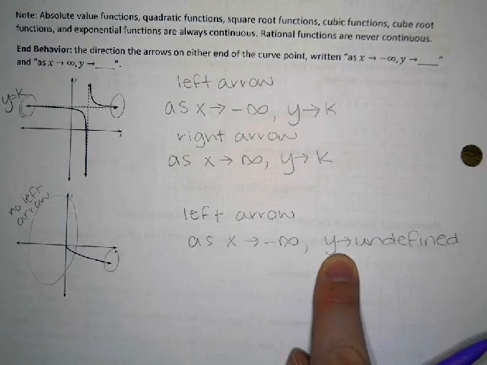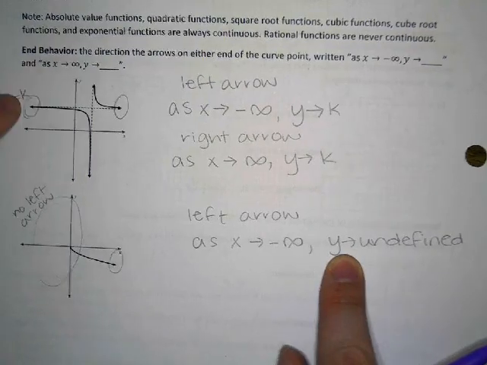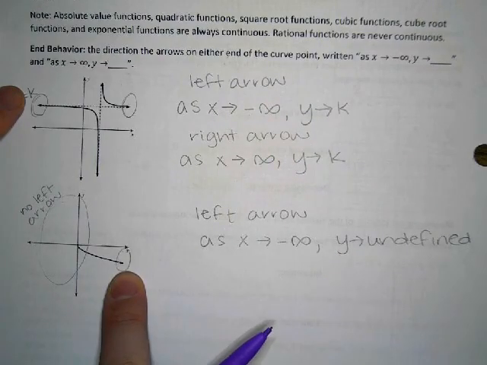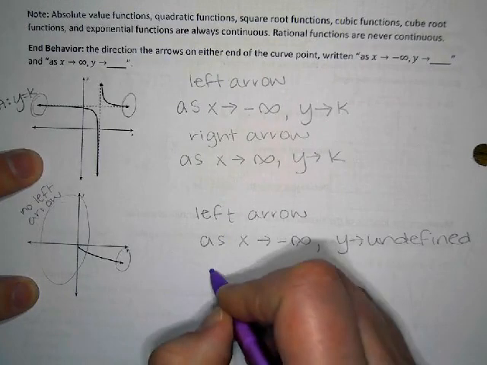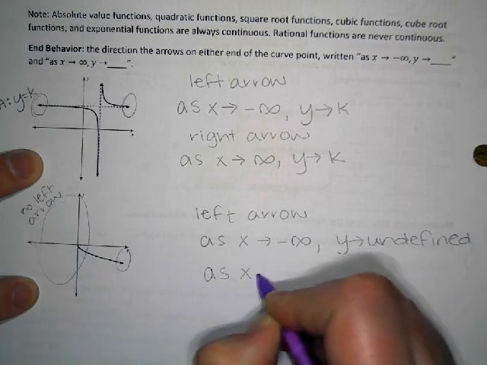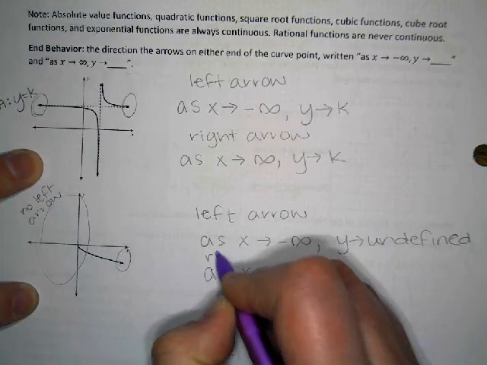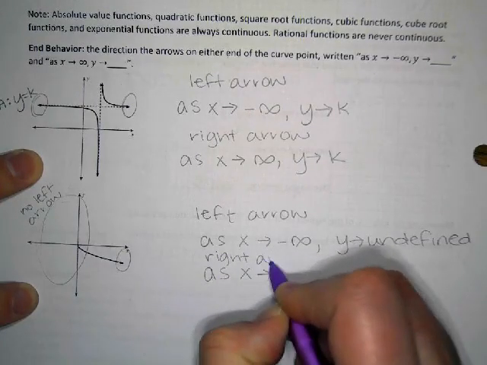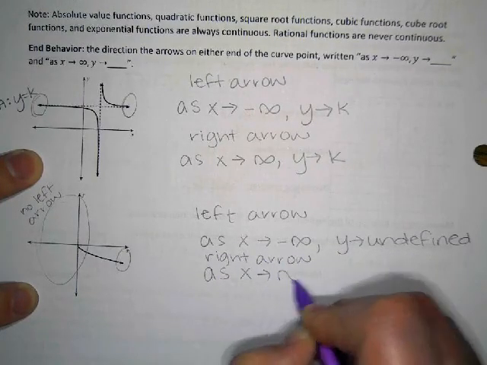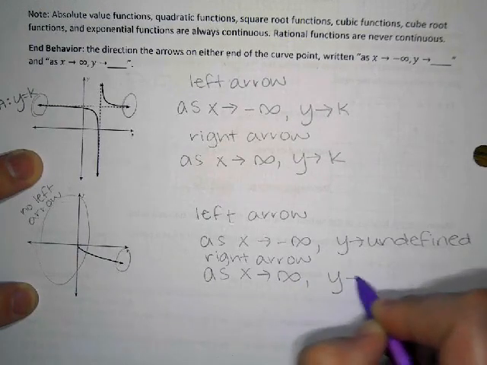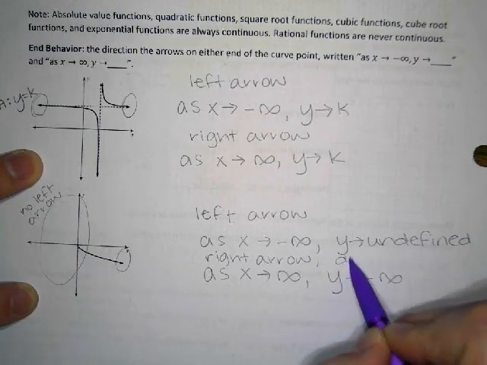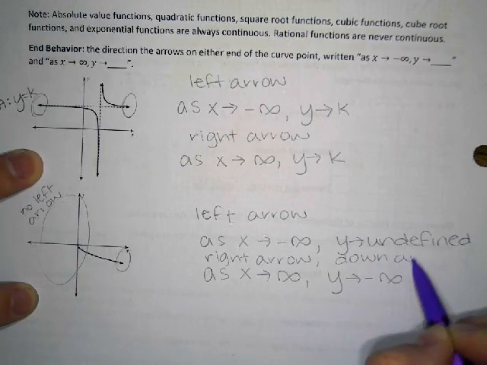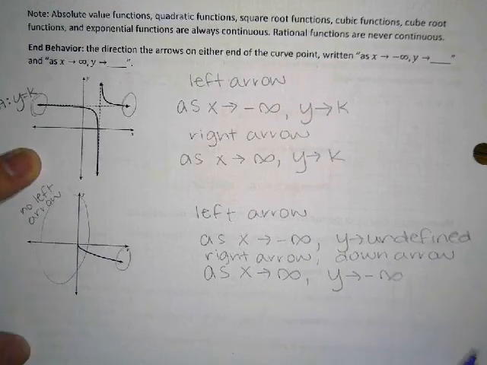I can look at the right arrow, though. What do you guys notice about the right arrow? Is it going up or down? Down. What kind of number is down? So as I look at the right arrow, as x goes to positive infinity, y goes to negative infinity. My right arrow is also a down arrow.